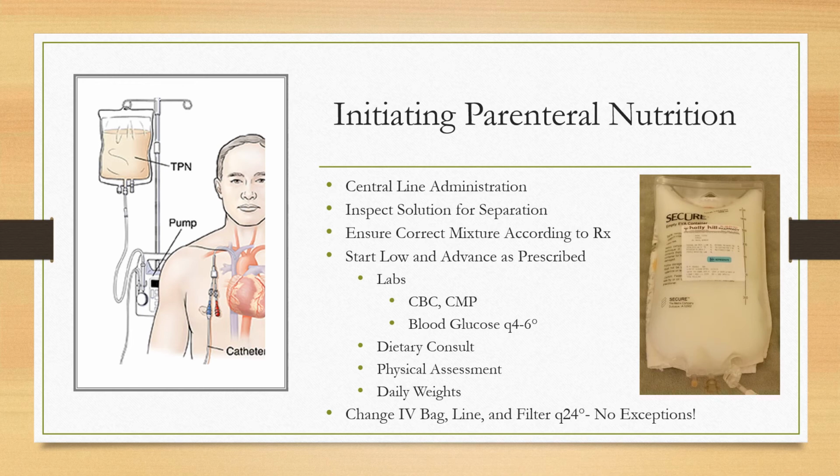So, how do we prevent dumping syndrome, say, after someone's had a partial gastrectomy, or even with enteral feeds through a feeding tube? So, the first one is having smaller meals through the day. So instead of having 3 big meals, having 5 or 6 small meals. This will allow less food to be introduced into the small intestine, causing less fluid shifts.